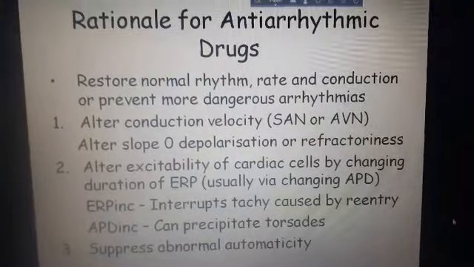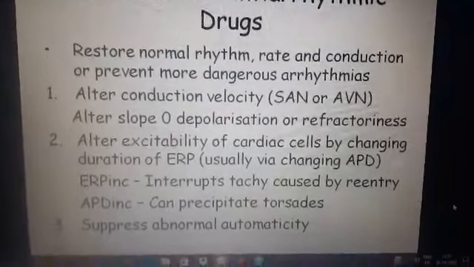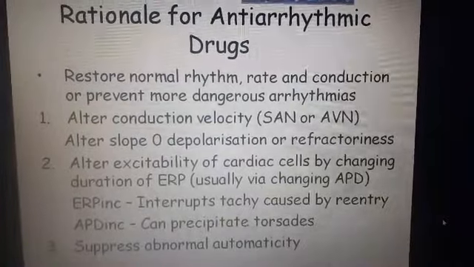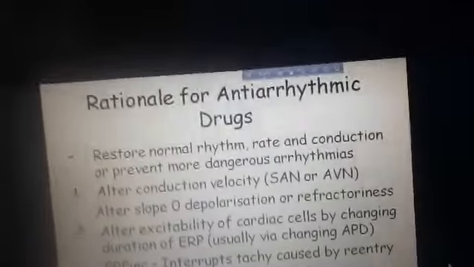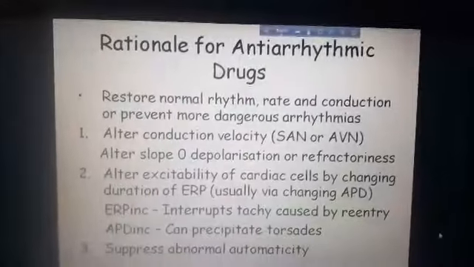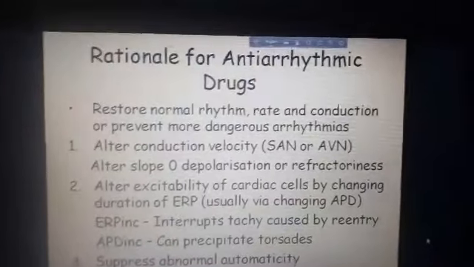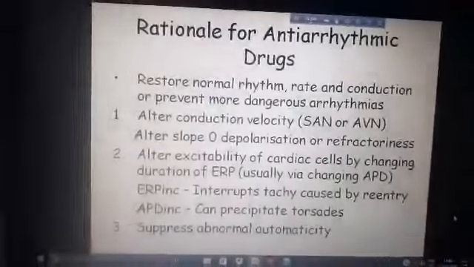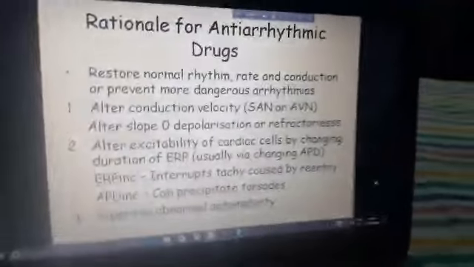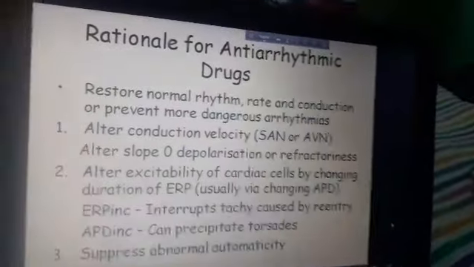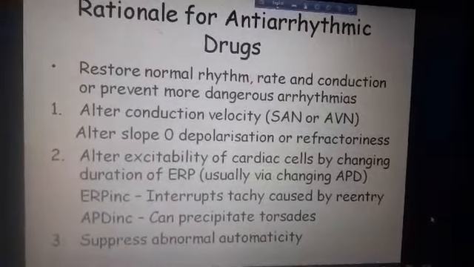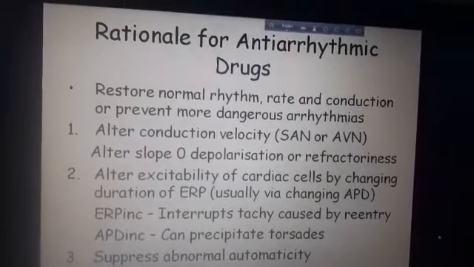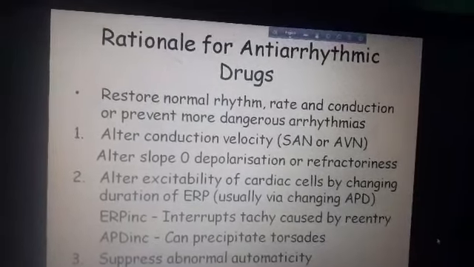They alter the conduction velocity in the SA node and AV node. They alter the phase 0 depolarization or refractoriness. That means it can be done either by calcium channel block or by sodium channel block. Calcium channel block works mainly in the pacemaker tissue, and sodium channel block mainly in the non-pacemaker tissue. The phase 0 slope is thus decreased, and they can also alter the excitability of the cardiac cells by changing the duration of the effective refractory period.